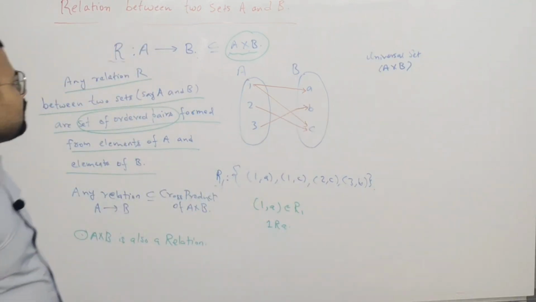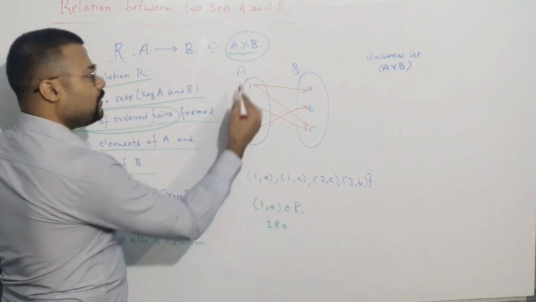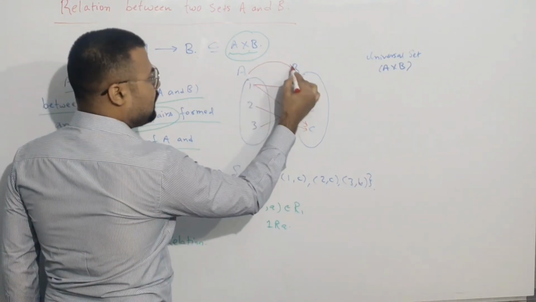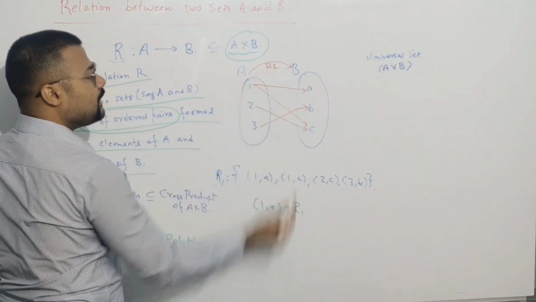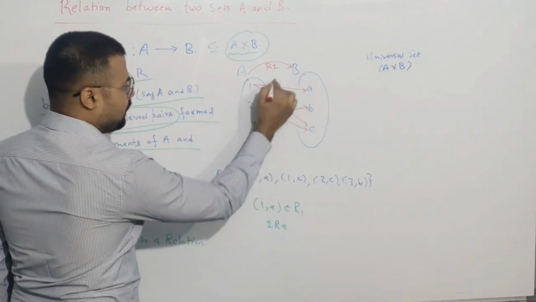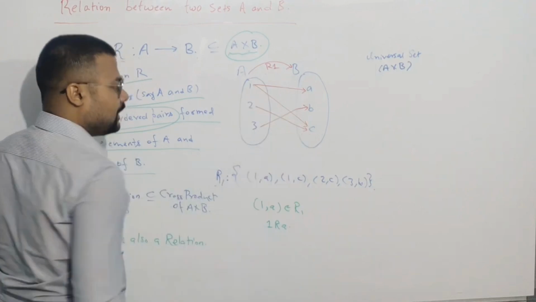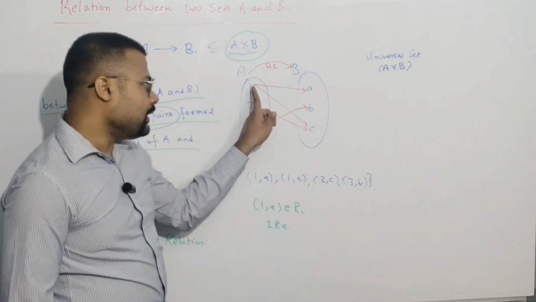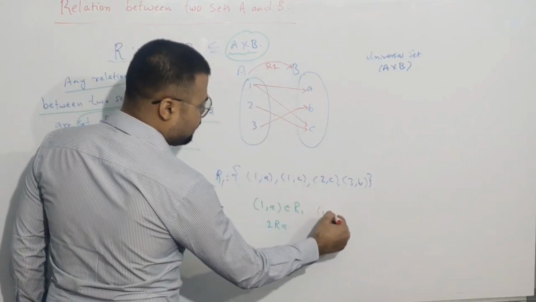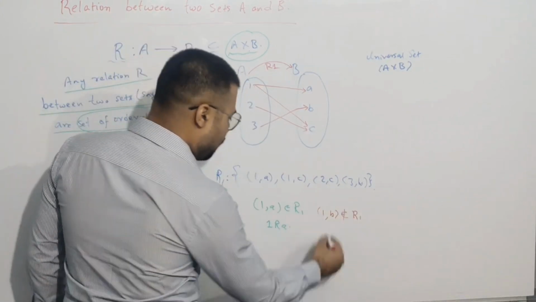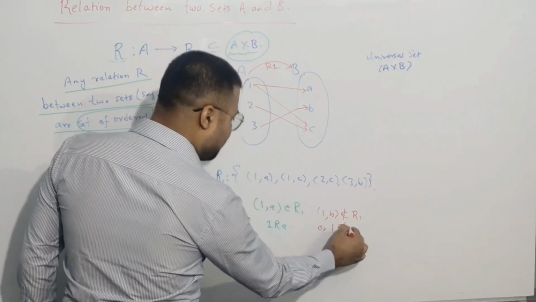You can also think of the relation R as some sort of a rule. How will you relate A and B? We are going to relate it by rule R1. So by this rule R1, what are the elements that are related? 1 is R1 related to A. 1 is R1 related with C. By the R1 rule, 1 is not related to B. So 1 comma B does not belong to R1, or 1 is not R1 related with B.